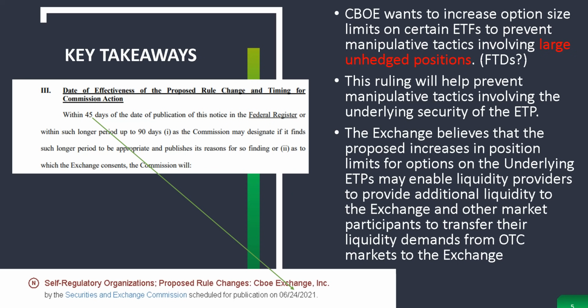The exchange believes that the proposed increase in position limits for options on the underlying ETPs may enable liquidity providers to provide additional liquidity to the exchange and other market participants to transfer their liquidity demands from OTC markets back to the exchange. So they're really highlighting a core problem that's been going on around ETFs. It's crazy that they actually put all this in the filing itself. But yeah, they've basically outlined the problem with the ETF creation process, and they're going to increase position sizes on certain types of ETPs. So there you have it.